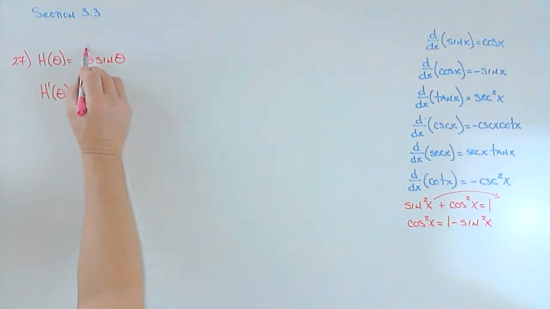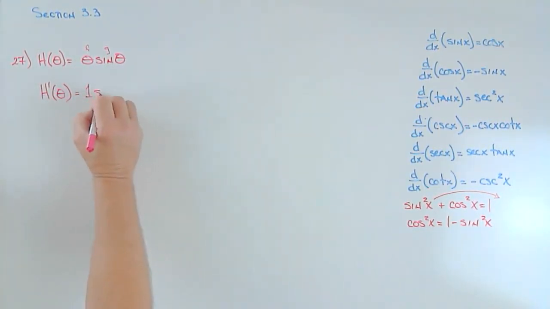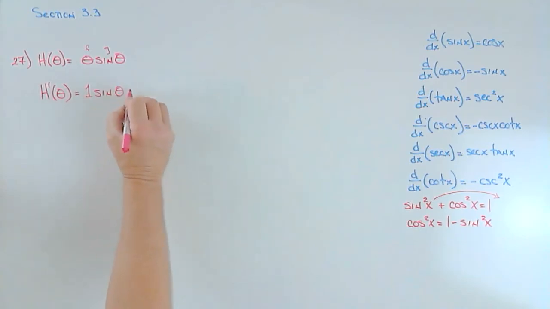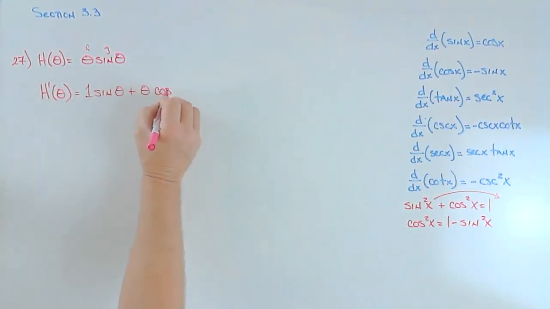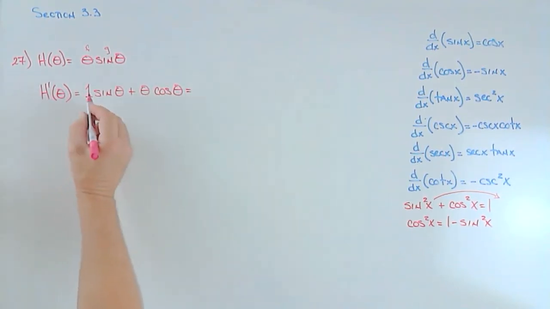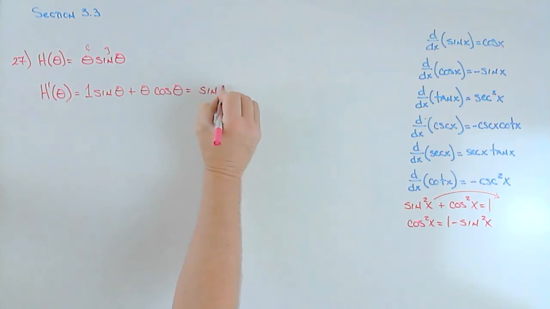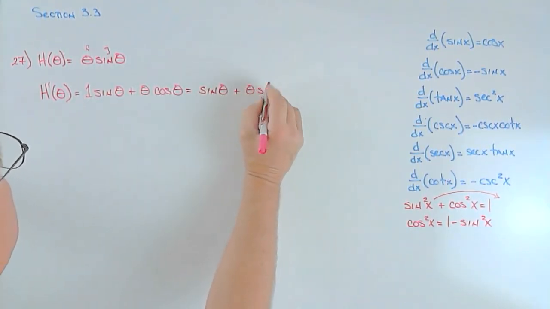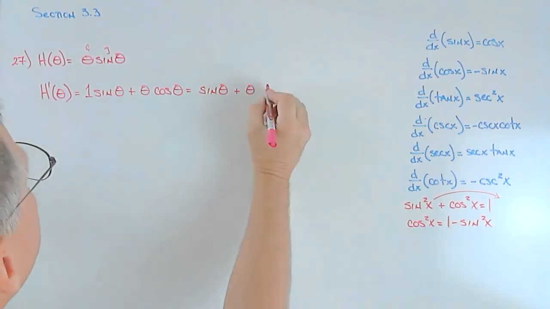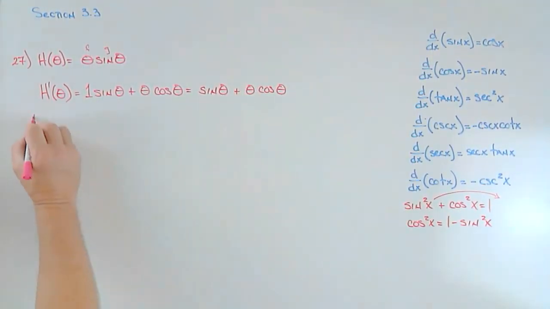So this is going to be my f, this is going to be my g. The derivative of theta, theta is our variable, so the derivative of theta is going to be 1. So I write down sine plus theta. The derivative of sine is cosine. So my first derivative is 1 times sine. That's just sine. Plus theta cosine of theta. That's my first derivative.